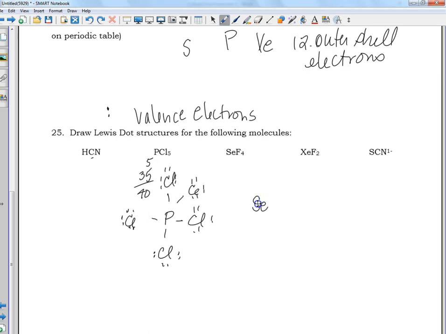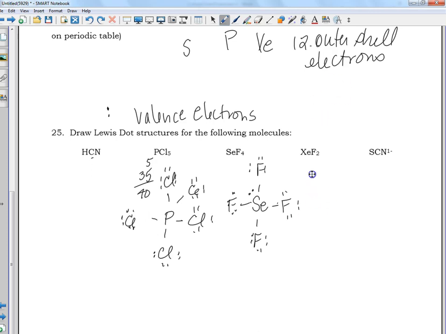SeF4. Selenium has 6 electrons. Each fluorine has 7. 7 times 4 is 28, plus 6 would be 34. We count the electrons up to 32, and we're going to put 2 more on the middle as a lone pair. This is still going to give us a different geometry. It's going to be the same geometry as our phosphorus pentachloride, we just have a lone pair.